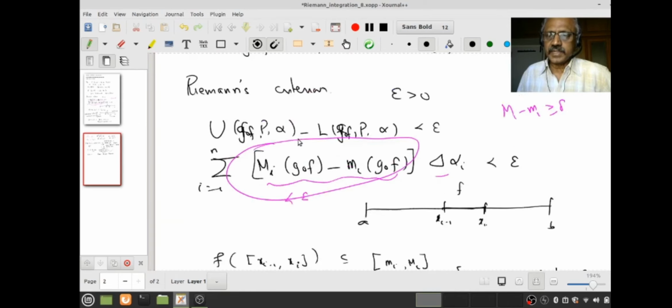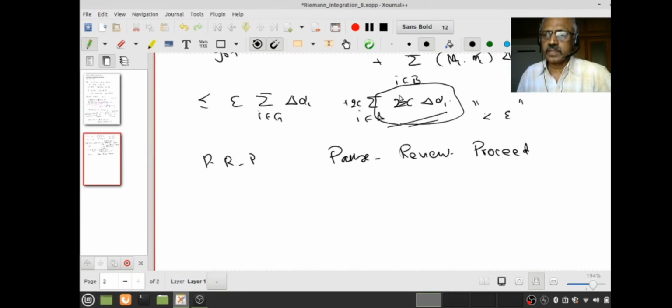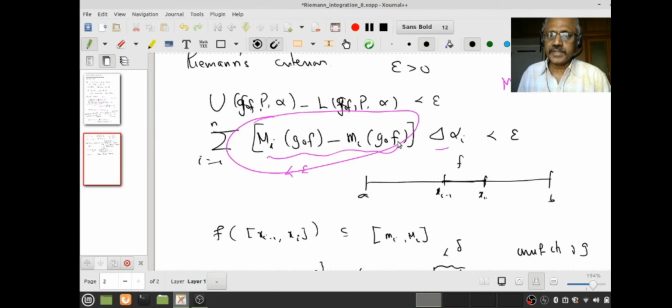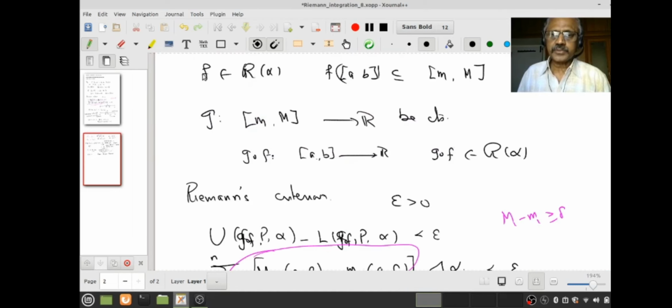This is the basic idea. Now how do I make sure this sum of delta alpha I for I varying over B, that is the sum of the lengths of the bad intervals, actually alpha length of the bad intervals, can be made arbitrarily small? I want to make sure of that. That is, where did we choose the partition P? For some partition. So what should I do? I have to make use of the hypothesis that f is alpha integrable.